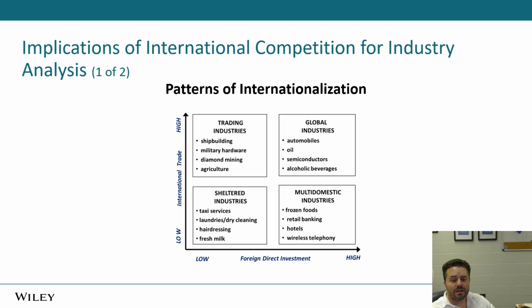Firms in France don't make foreign direct investment generally to do dry cleaning in the USA, for reasons we'll look at. Hairdressing, same thing. You can't buy a haircut online from overseas. Fresh milk obviously doesn't get exported for the simple reason that it is perishable, and that goes for lots of different food products.